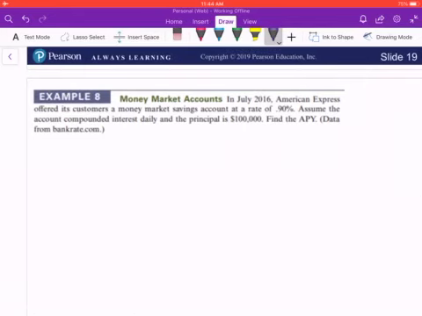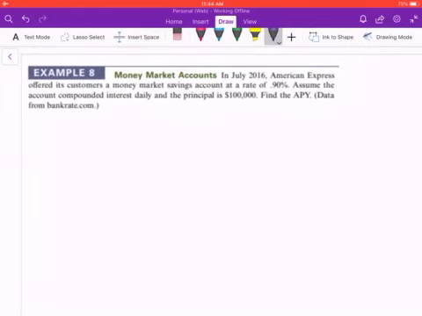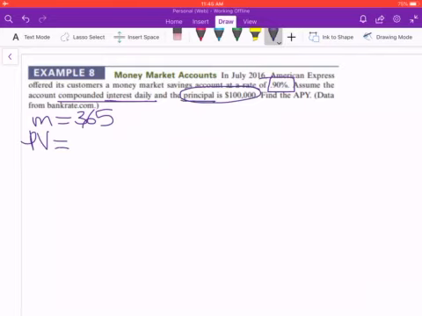So let's do this problem, number 8. And we have the money market accounts. In July 2016, American Express offered its customers a money market savings account at a rate of 0.90%. Assume the account compounded interest daily. So we're going to use 365 for M. And the principal is 100,000. So this is the present value, same as the principal. And for our rate, we have 0.90%.